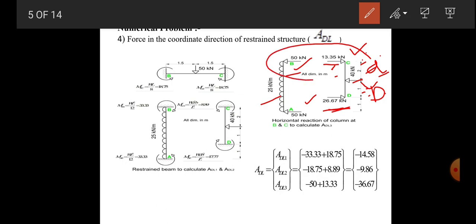So these two reactions we have to consider. So one is positive toward the right side, and this one is minus toward the left side. So minus 50 plus 13.33, it becomes minus 36.67. So these are the ADL1, ADL2 or ADL3 values which are acting in the direction of coordinates.